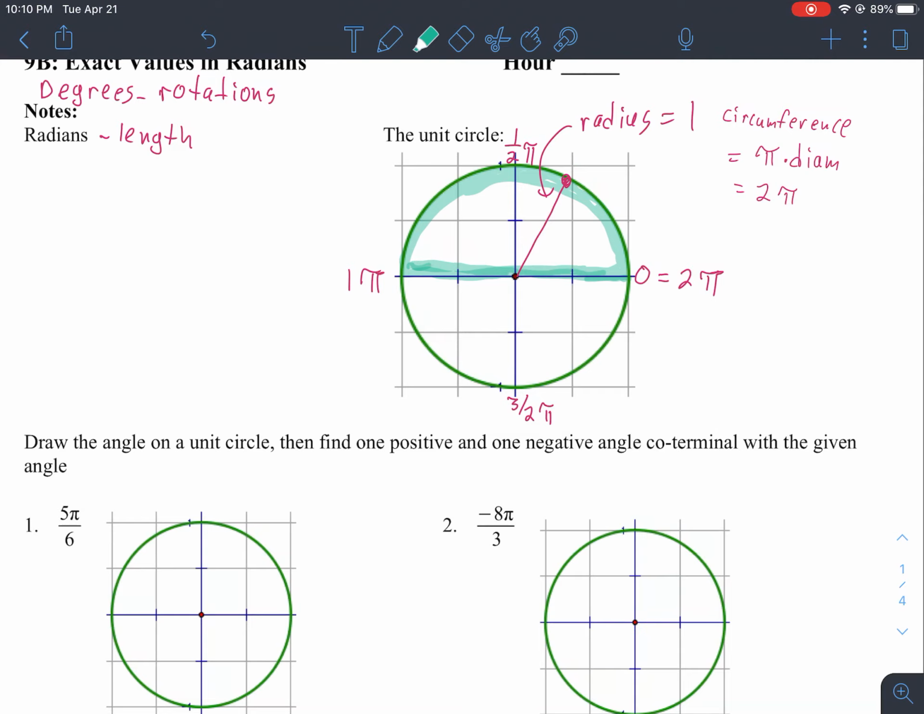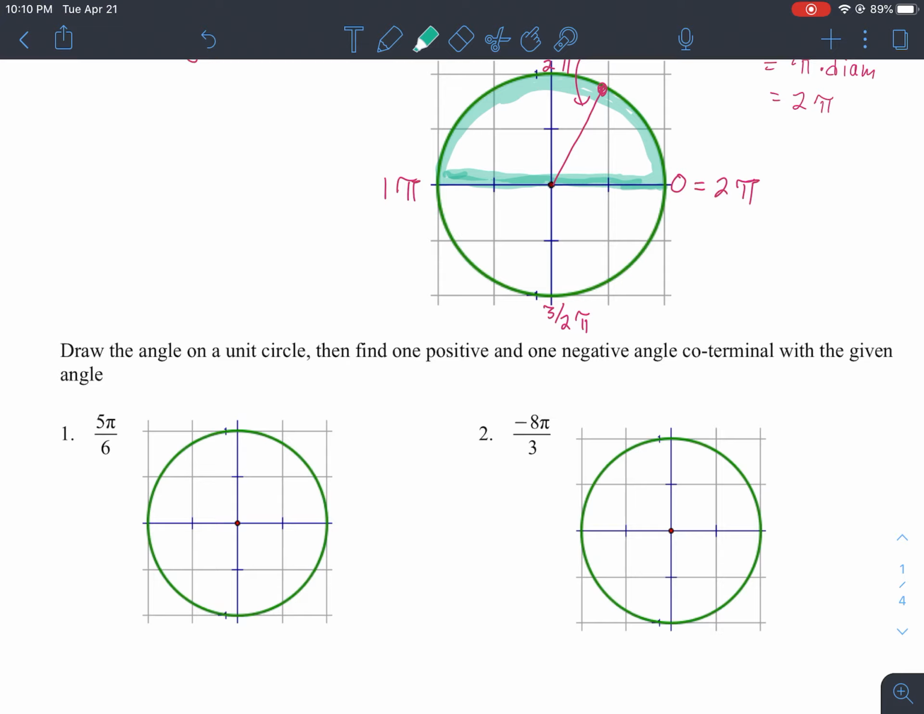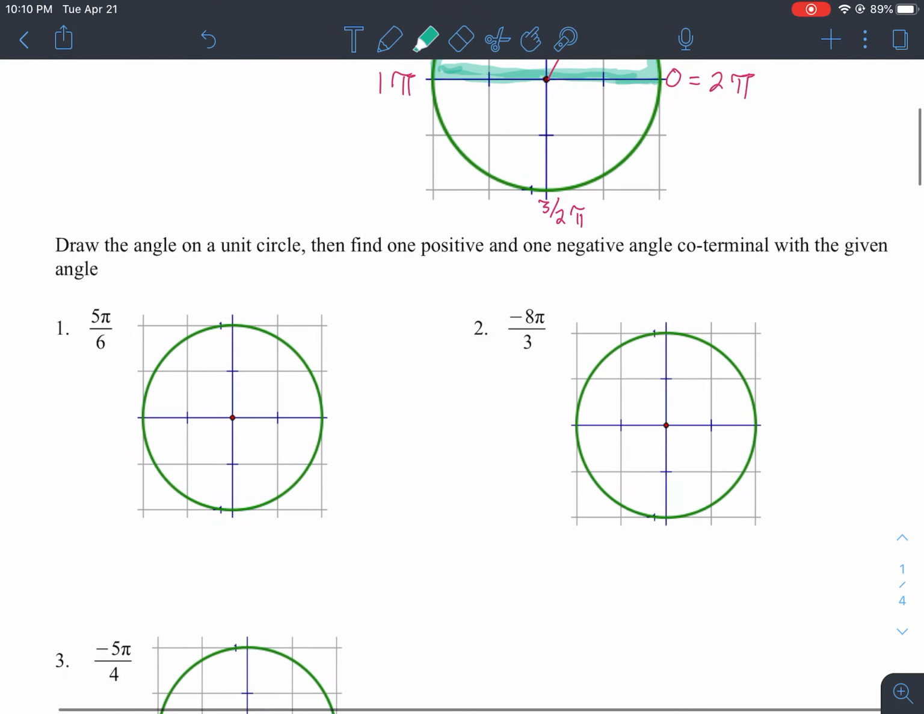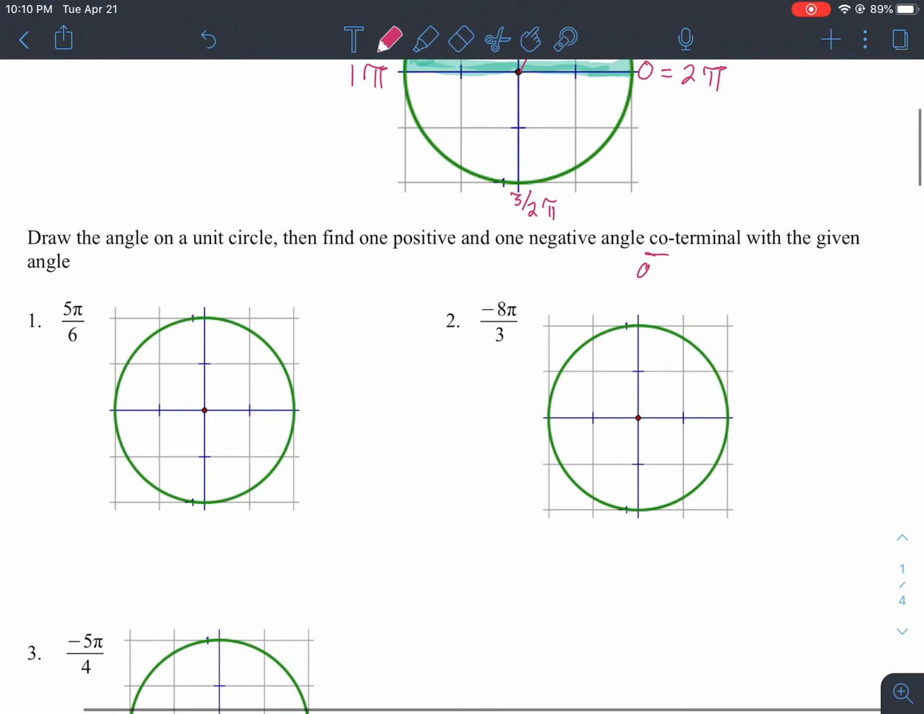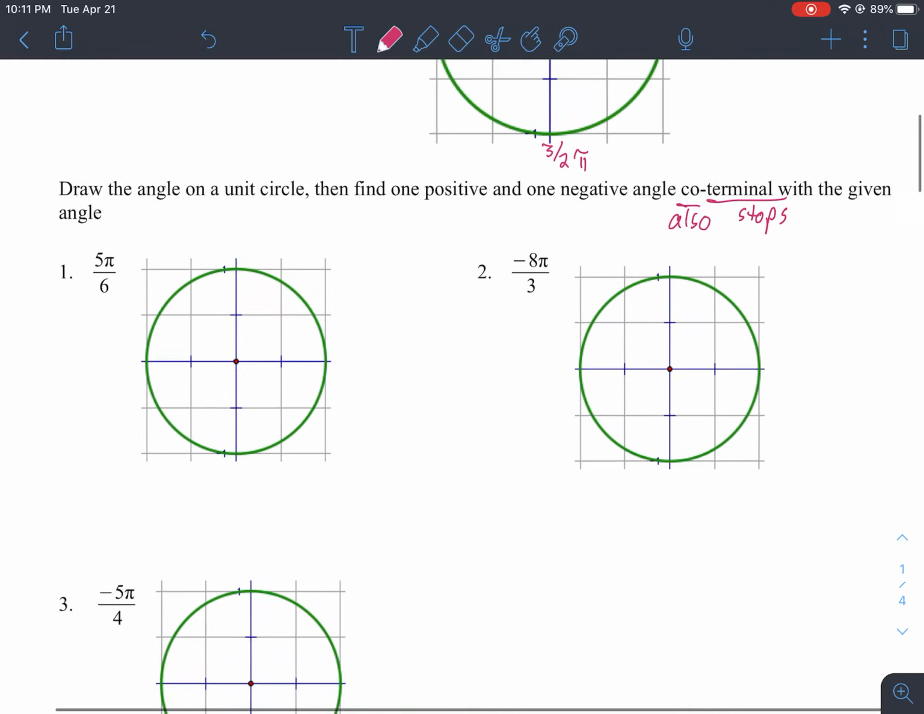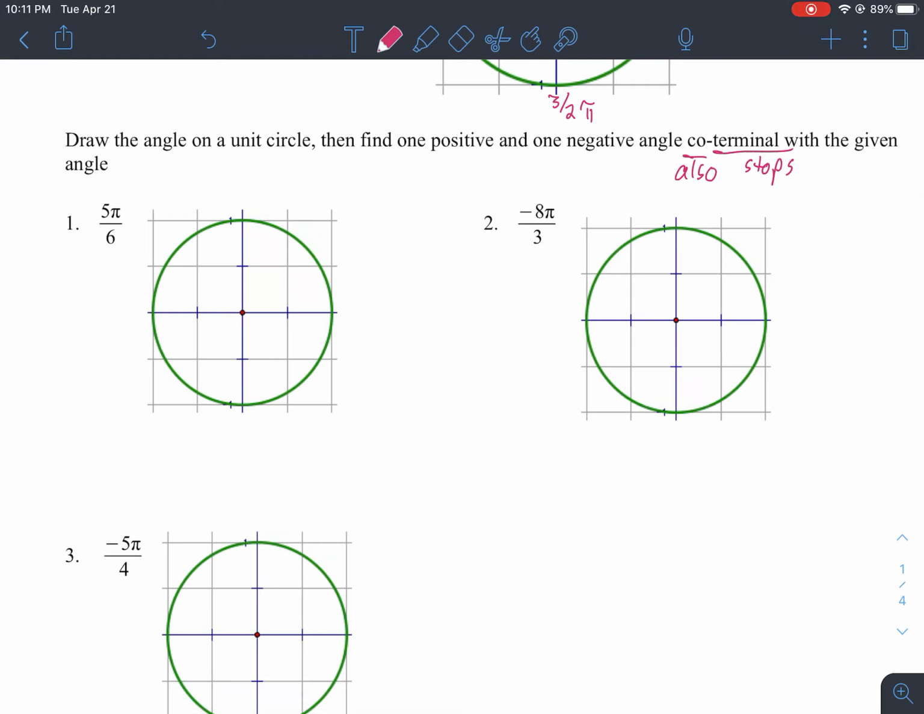Now, draw the angle on a unit circle, then find a positive and negative angle coterminal. That means also stops. This is just like the last worksheet, except now we're in radians, lengths, instead of degrees. But we leave off the units, so they don't really look like a length. Like 5 pi over 6, how long is that? I have no idea. We'd have to convert it to a decimal and then tack on like inches. So we're working with lengths that we don't know how long they are. It's a little goofy, but I didn't make this stuff up. I just teach it.